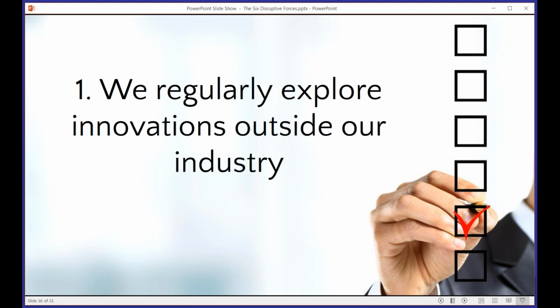So 0 says, for example, on this one, "We regularly explore innovations outside our industry." 0 goes, "No, we don't, or rarely we do." 1 means, "Yeah, we kind of do that, sometimes maybe." And 2 goes, "Yep, absolutely, we do that, and it's one of our primary objectives to do that regularly."